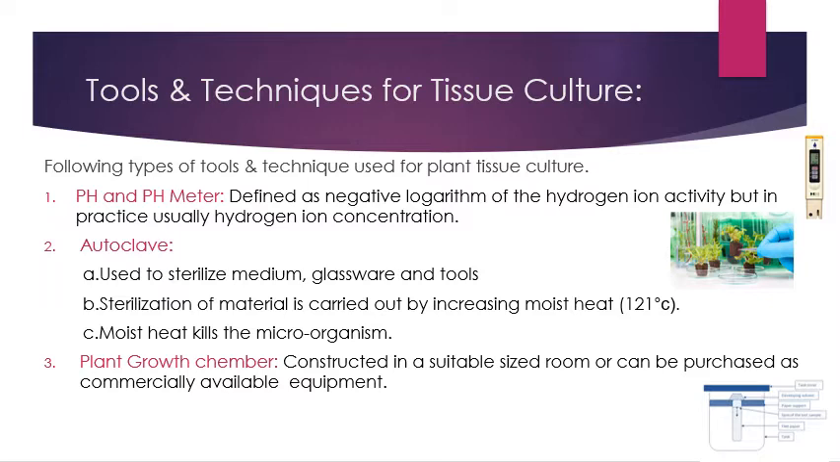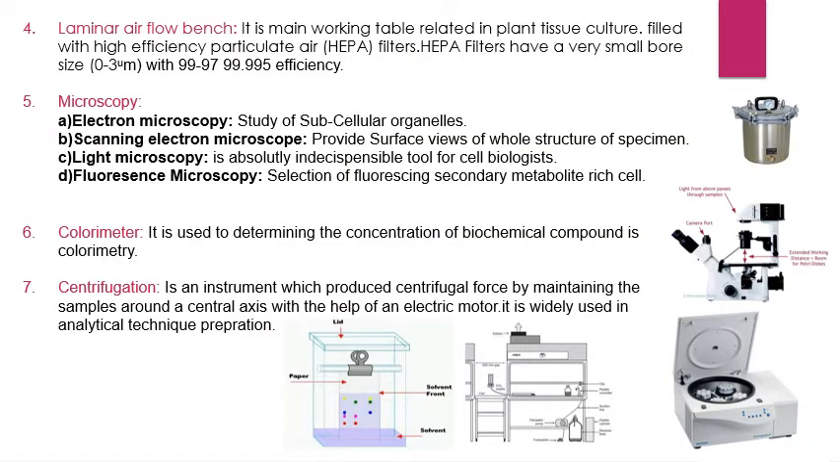Third point, plant growth chamber. Constructed in a suitable sized room or can be purchased as commercially available equipment. Fourth point, laminar airflow bench. It is the main working table in plant tissue culture, fitted with high efficiency particulate air filters. HEPA filters have a very small pore size, 0.3 micrometer.